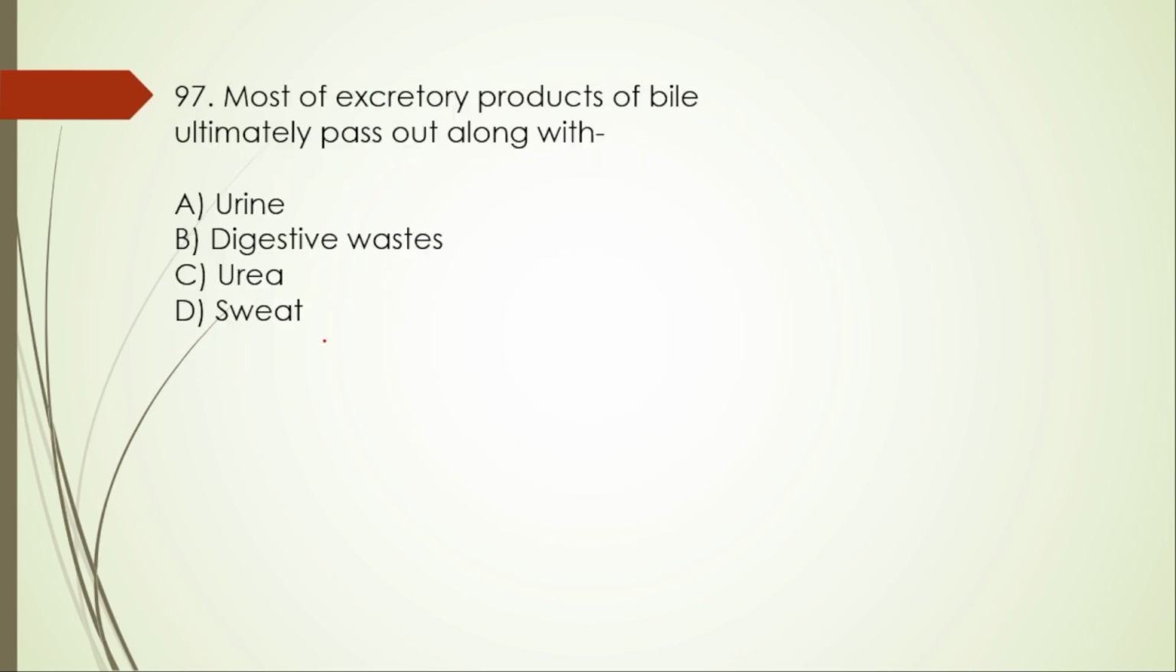Next, 97th one. Most of excretory products of bile ultimately pass out along with A. urine, B. digestive waste, C. urea, D. sweat. So here the right option is option B.